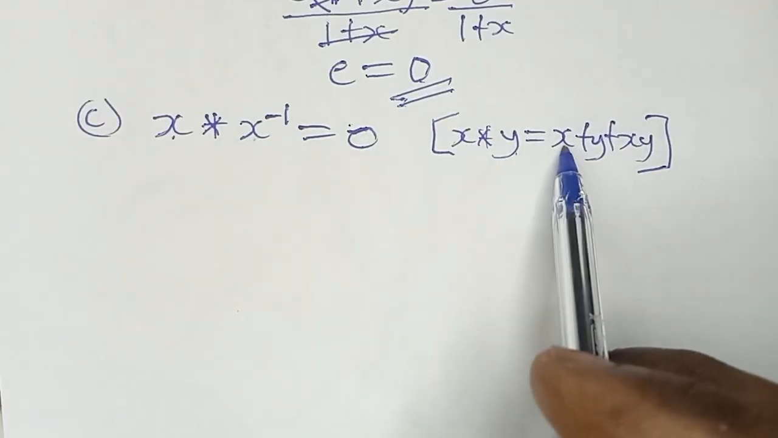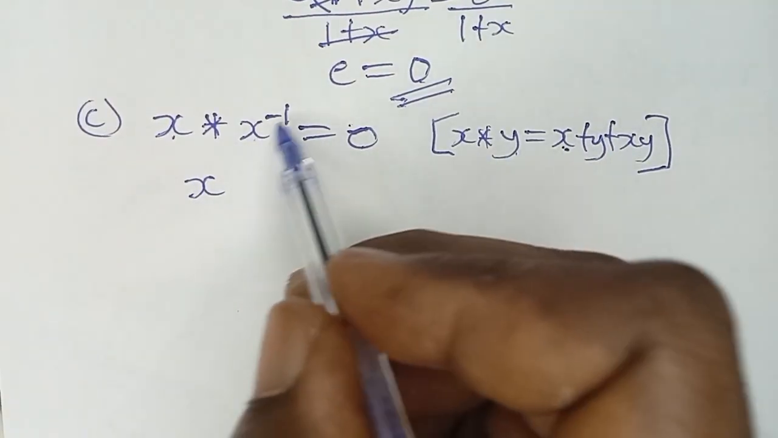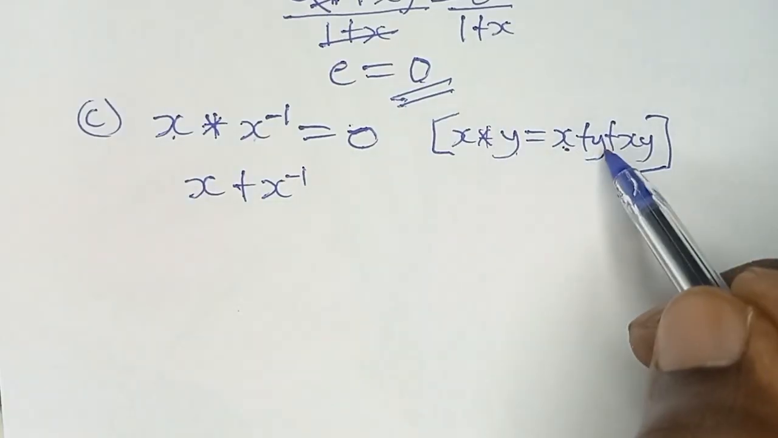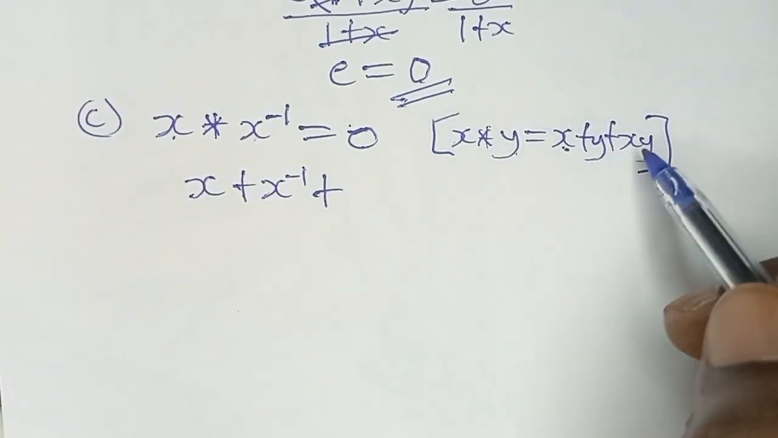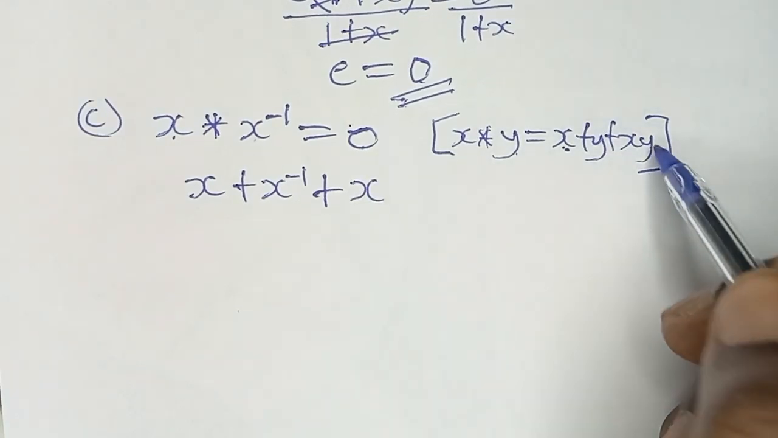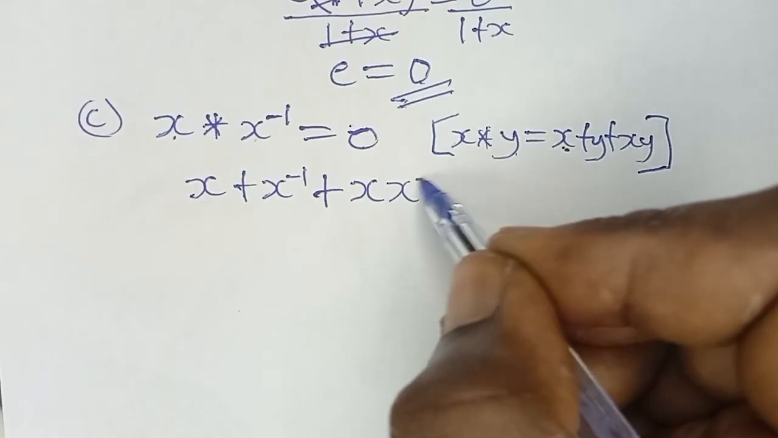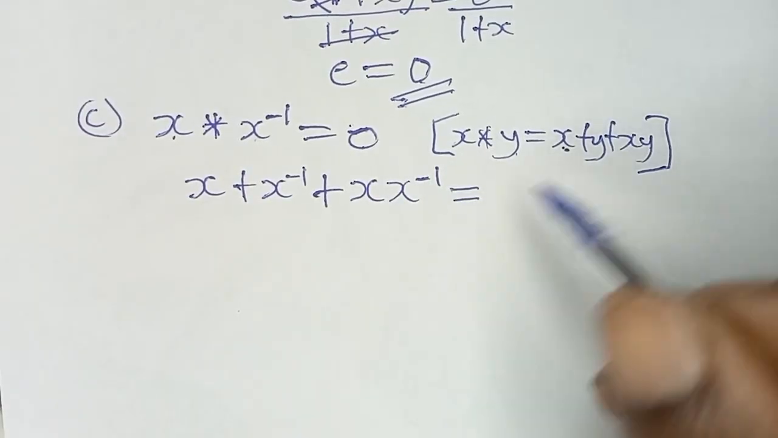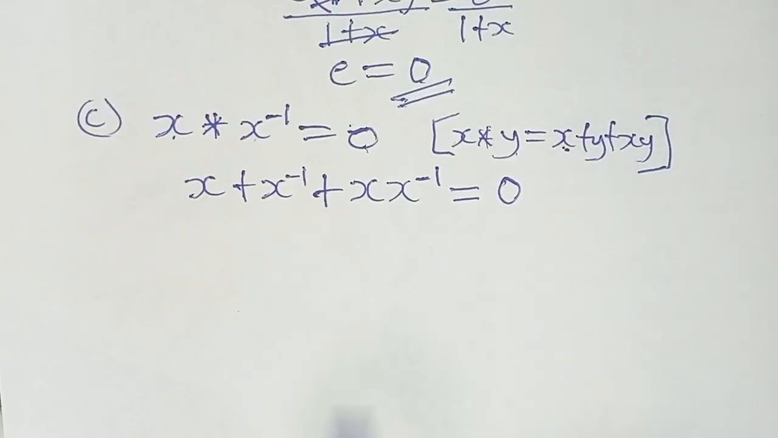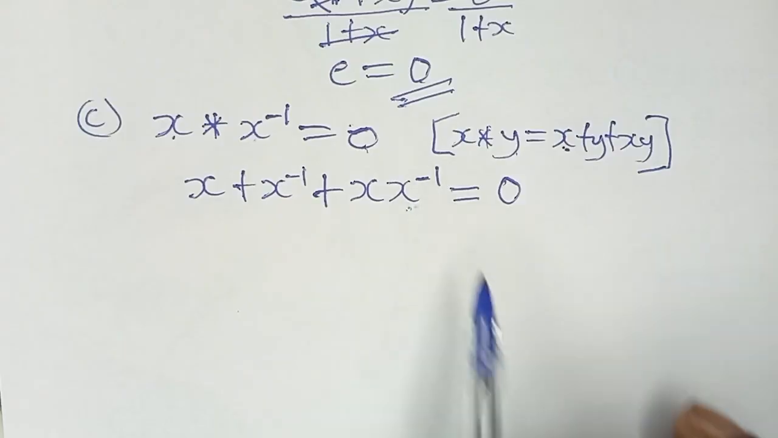So I'm going to write x now as written here. So I say x, then plus y. But in place of y, I have plus x raised to power minus 1. That is replacing y now. And then plus xy. So that is x multiplied by, in place of y, the inverse, that is x raised to power minus 1. And everything should be equal to the identity element 0. So I can now solve and obtain the inverse that we are asked to look for.